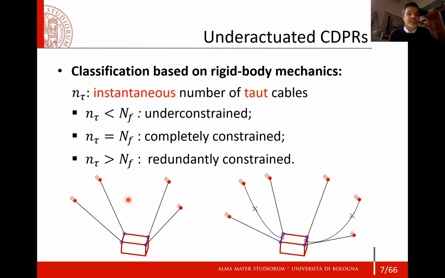This is the established classification in rigid body mechanics, and the reason is what I will discuss in the next slides. Why do we have to consider the instantaneous number of towed cables? Because basically a cable is active only if it is towed. If it is slack, like in the figure at the right-hand side, I'm pointing at this cable here and this cable here, it's like the cables are non-existing.